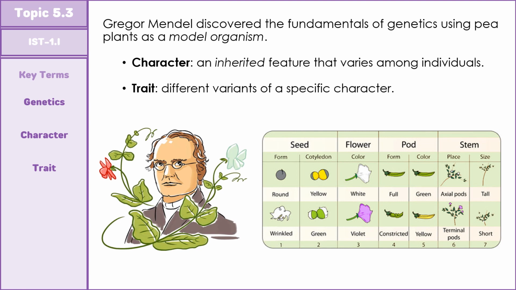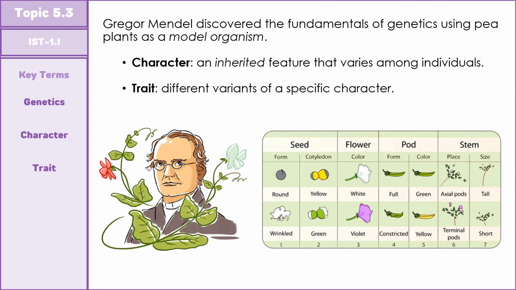Now, you may be familiar with the man that is Gregor Mendel. He was an 18th century monk who studied genetics using pea plants that were grown in the monastery garden. So he used these pea plants as model organisms for a couple of different reasons, but they grew quite fast and they were easily able to control in terms of what mated with what.